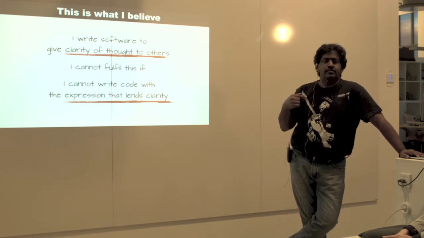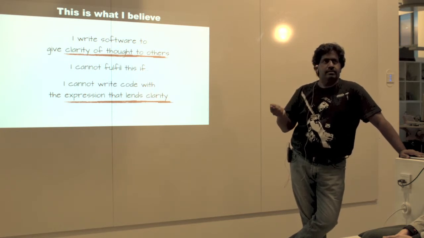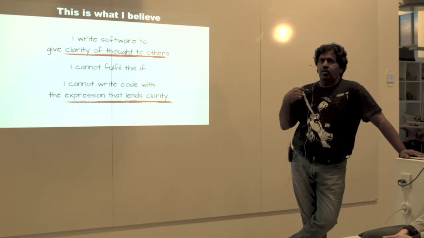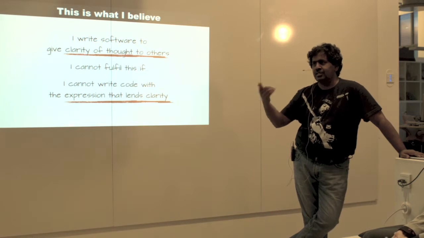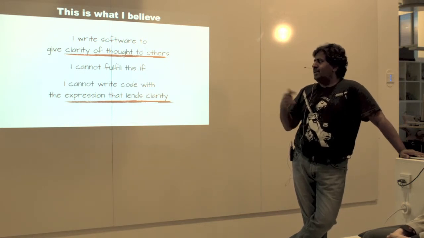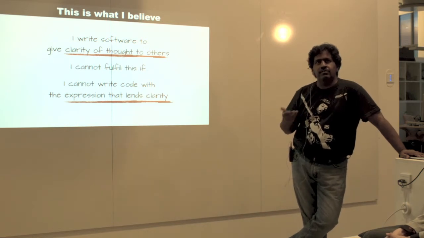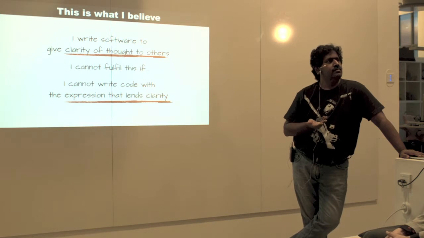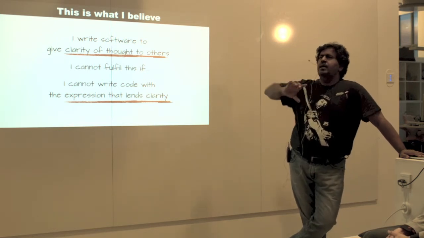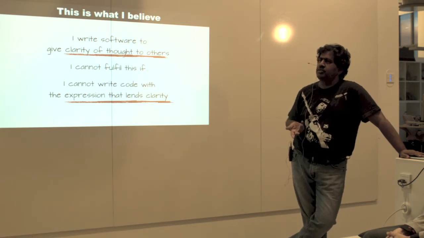I write software so that I can give clarity of thought to others. That's my intention. If I write code, whatever I ship out must result in clarity of thought to the person who's using that software. I cannot write code if I cannot express the knowledge that I want them to absorb. So this is not a reactionary muscle memory type of refactoring. It is genuinely thinking about the knowledge that I want to express.